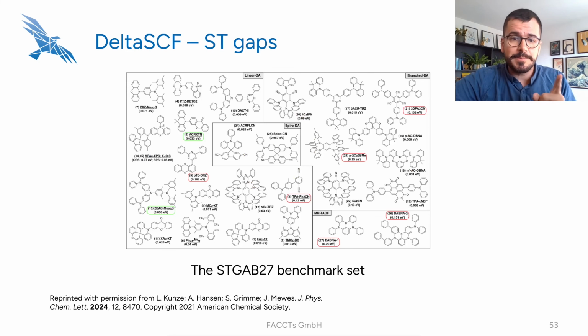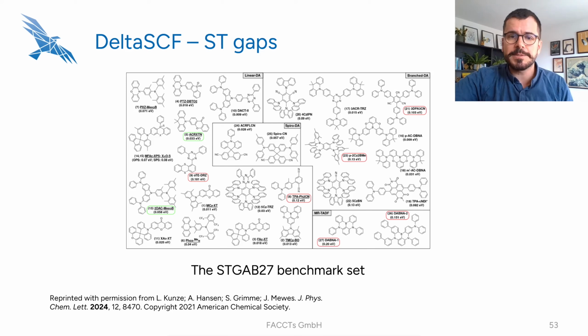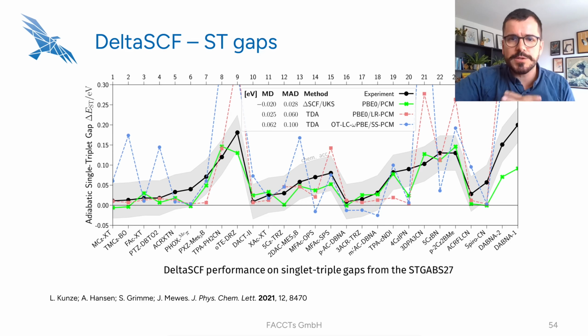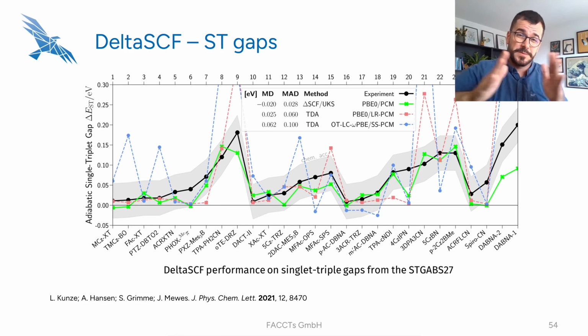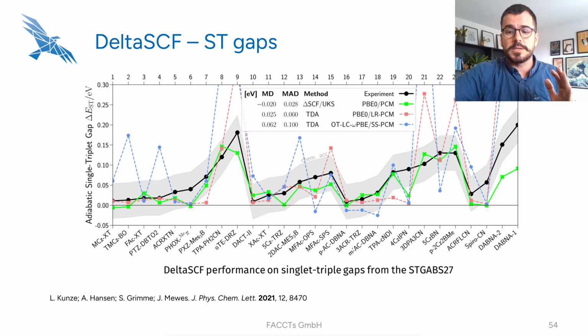Another interesting example, there's this benchmark for excited singlet to excited triplet energy gaps by Jan Mewes and Stefan Grimme. As you can see, it's a relatively diverse set of molecules, and it's really interesting that we get such good results. So the black line is the experiment, the gray is the error bar, and you can look at the green here. The green is what you get from the DeltaSCF. So this is a diverse set of different molecules, and you still get really good results on these singlet-triplet gaps.